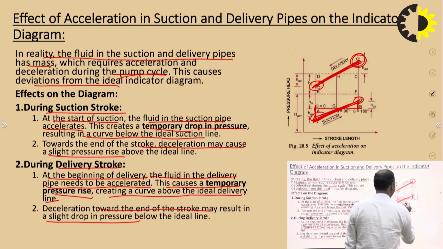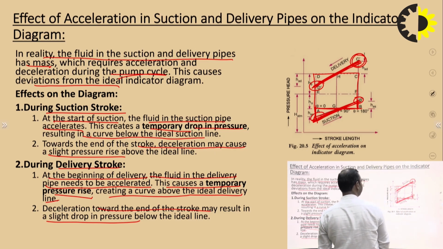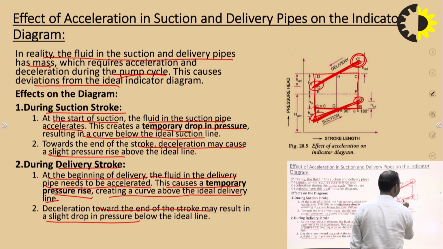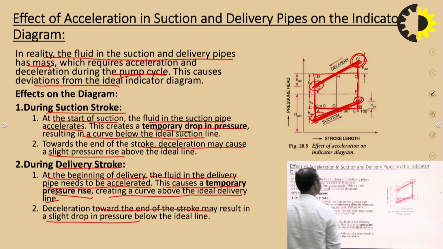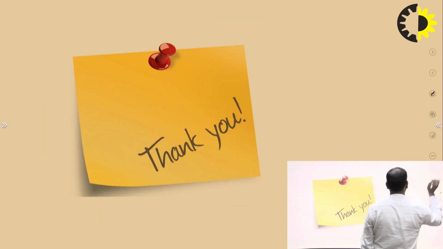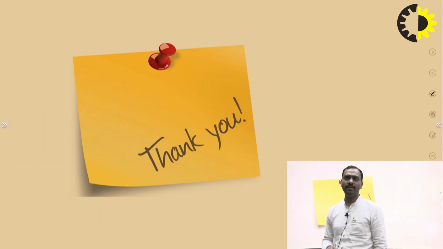So in the ideal case, the ideal indicator diagram is ABCD, but considering the effect of acceleration, it becomes A dash, B dash, C dash and D dash. So this is the effect of acceleration in suction and delivery pipes on the indicator diagram. So this is all for this lecture.